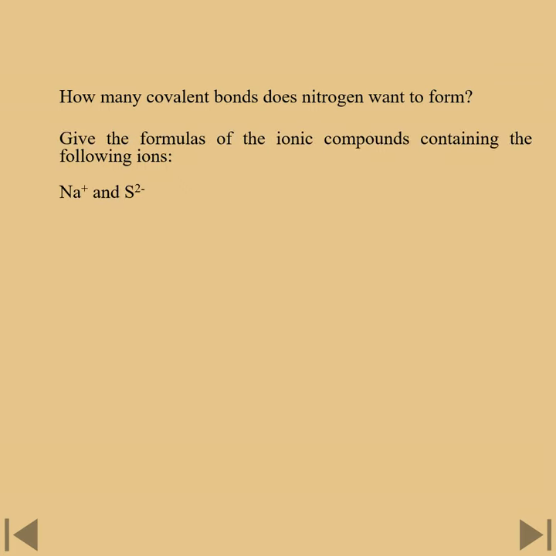You get the formula of the ionic compound containing the sodium ion and the sulfide ion. Well, that +1 says bonding number 1. That -2 says bonding number 2. Least common multiple of 1 and 2 is 2, which tells us positive 2 is balancing negative 2. So how many sodiums? 2. How many sulfides? 1.